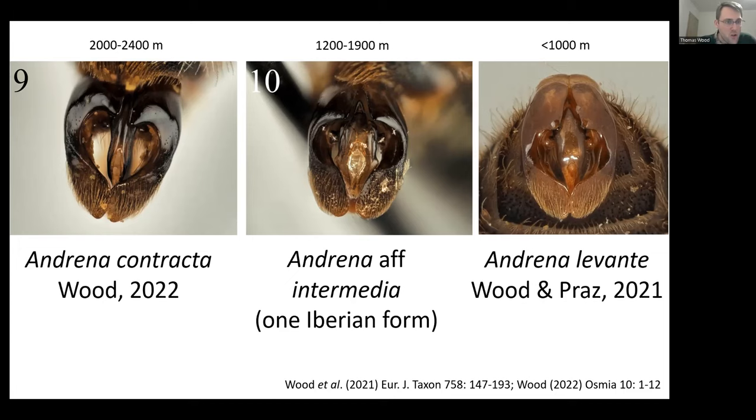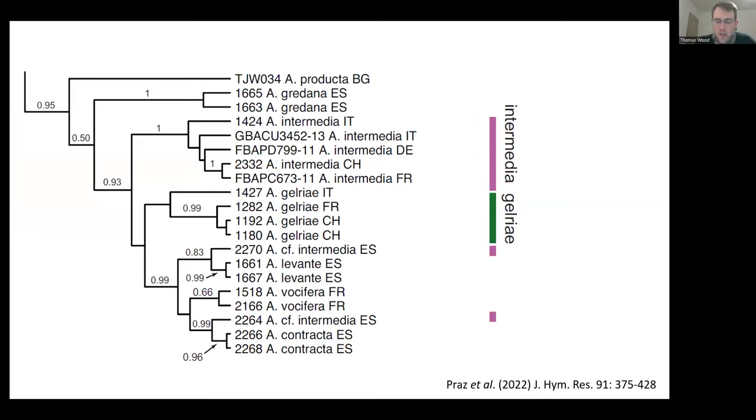When you make a phylogenetic tree, this is a phylogenetic tree based on the CO1 cytochrome c oxidase standard barcoding segment of the mitochondrial genome. And here we have a phylogeny of the group. And marked here in purple, this is Andrena intermedia from Central Europe. Andrena intermedia was described from Sweden, and so this is the typical Central European, Northern European form.